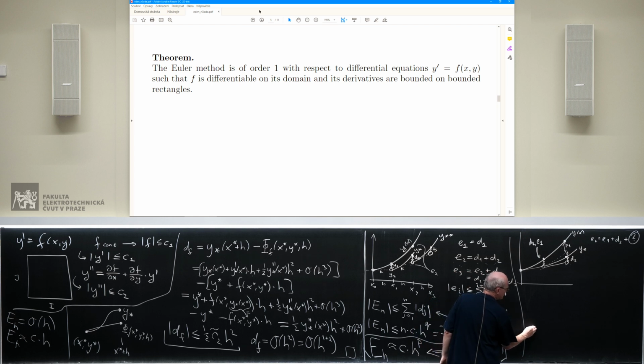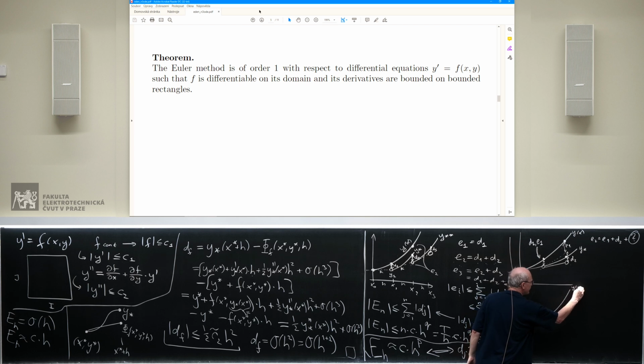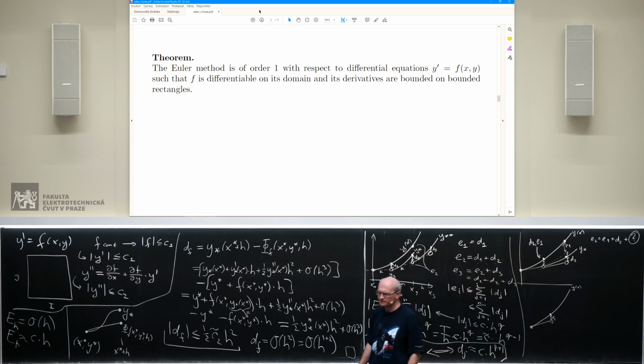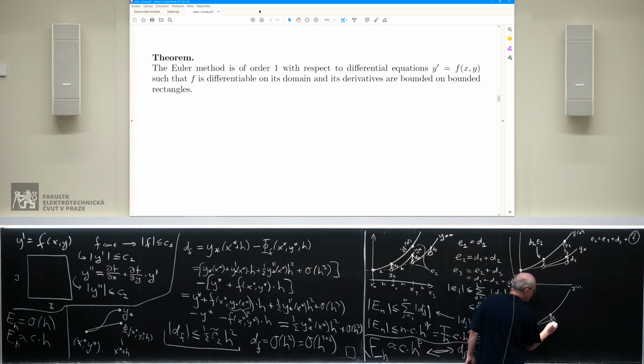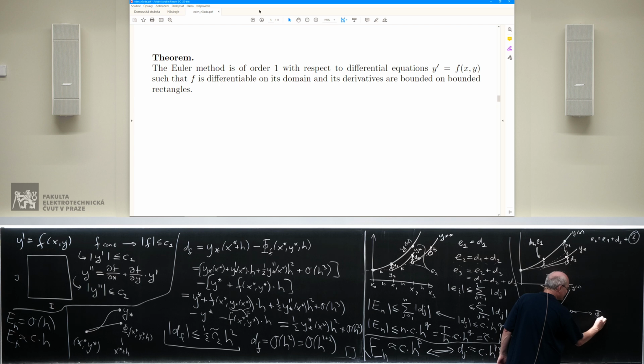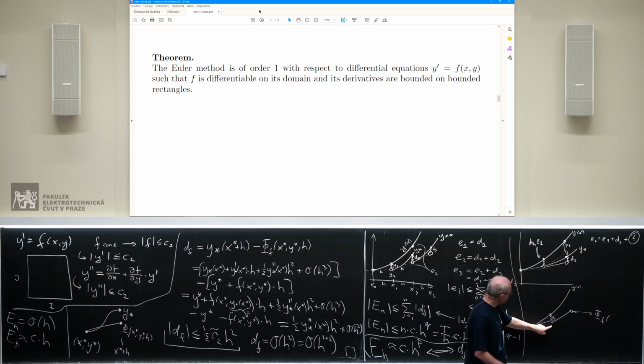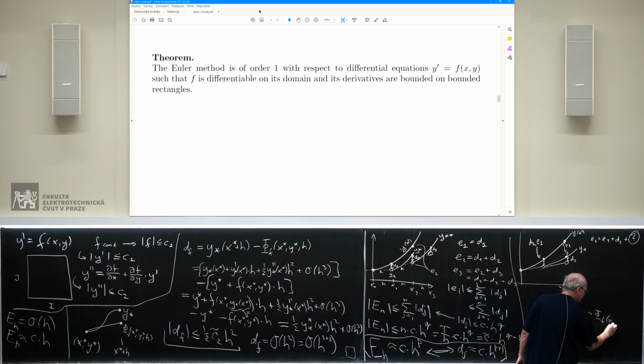I'm sitting here, and I follow my solution. That's the true solution, y(x). And I get here. And I see here the local error, d1. Then I move on using my method. So the y-coordinate of this point, and this is important, is phi f, and I used this point, so this is x1, y1, h.